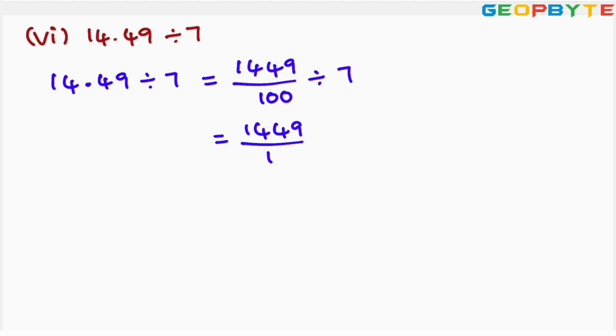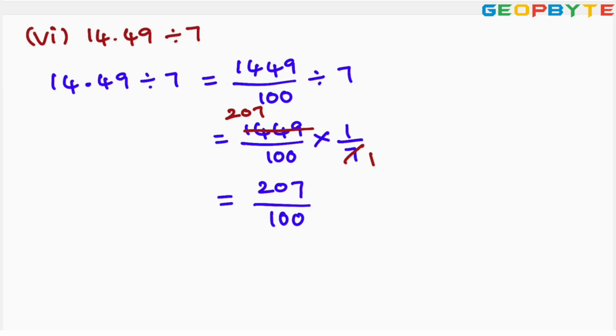1449 by 100 into reciprocal of 7 is 1 by 7, which is equals to, here 7 ones are 7 and 7 2 0 7s are 1449. Then we'll be getting 207 by 100.